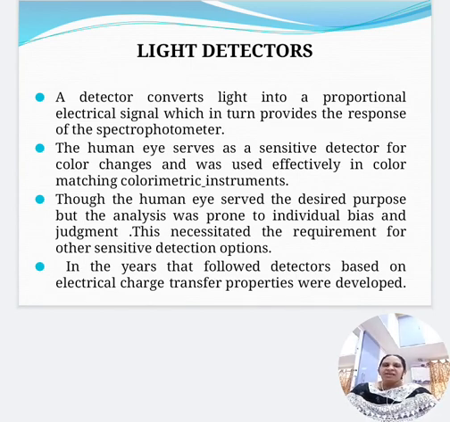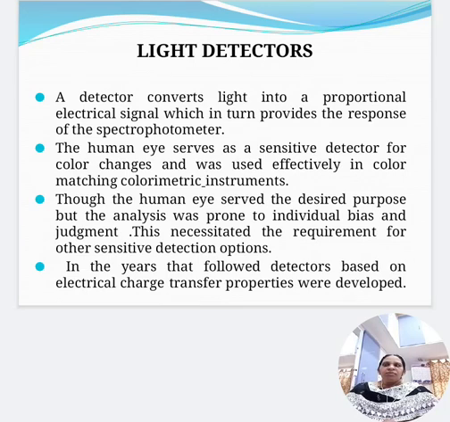The human eye serves as a sensitive detector for color changes and was used effectively in color matching colorimetric instruments. Though the human eye served the desired purpose of analyzing what type of color is being generated, it is always required to analyze the sample.